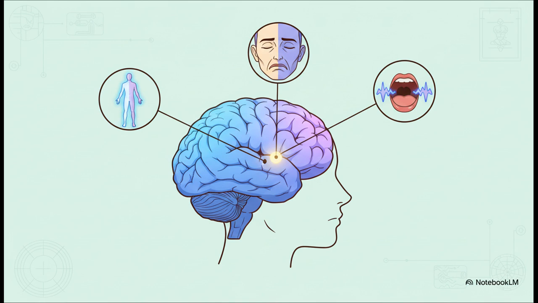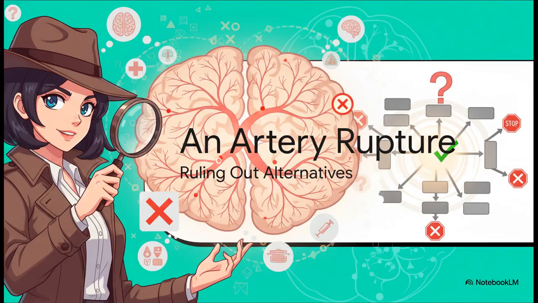And finally, the slurred speech. That's called dysarthria, which is just weakness in the muscles you use to talk. You know what? All of these pieces fit the picture of a right-side stroke perfectly. But hold on. A good detective doesn't just look for evidence that proves their theory. They also have to actively rule out other possibilities. So what's the alternative here?